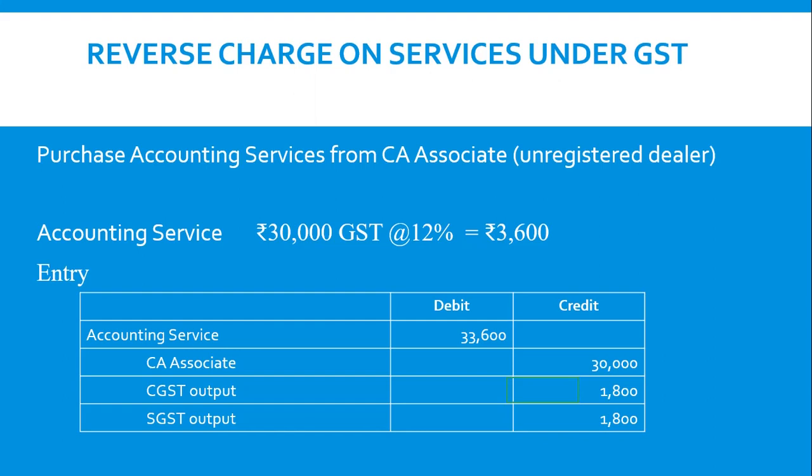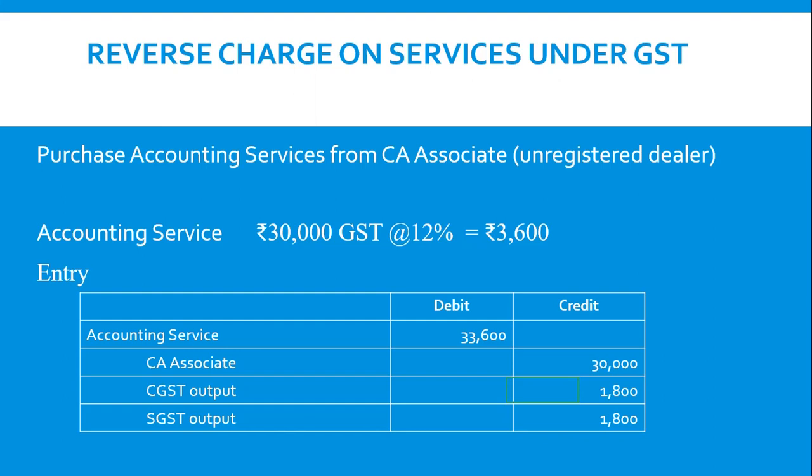Accounting services is an indirect expense to me. That means I'll have a 30,000 accounting services expense plus 3,600 additional tax. That means total expense for me will be 33,600. Out of that, 30,000 I'm going to pay to CA Associates, and the remaining 3,600 I'm going to deposit to the government in the form of CGST and SGST, 1,800 each. So this is the basic transaction.